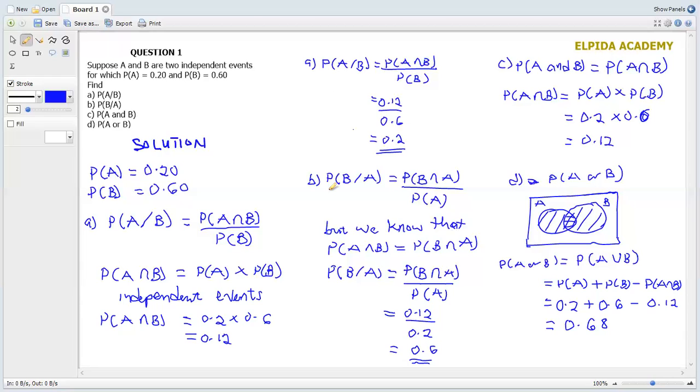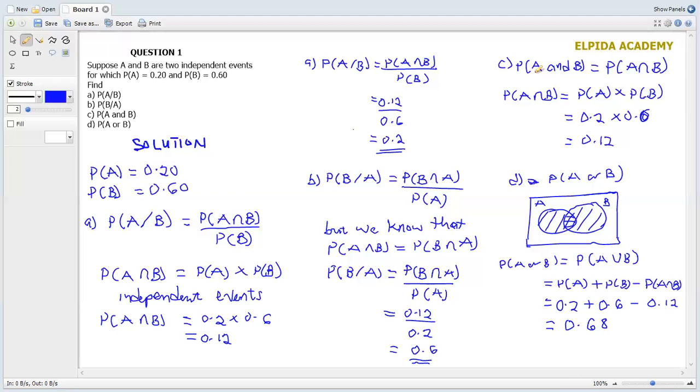Next is probability of B given A, which is probability of B intersection A all over probability of A. And probability of B intersection A is the same as probability of A intersection B, which is 0.12, over the probability of A, which is 0.2, giving us 0.6.